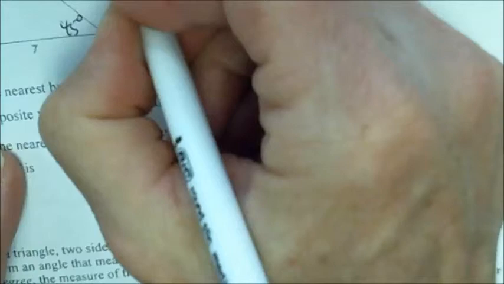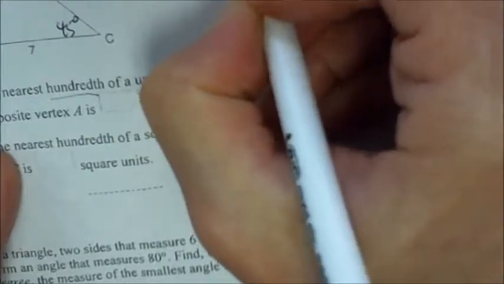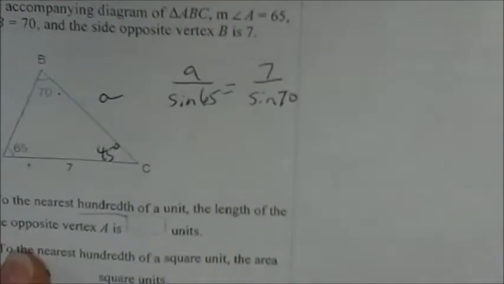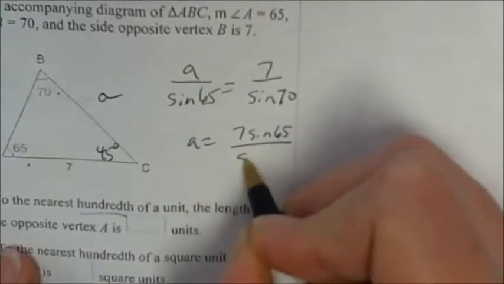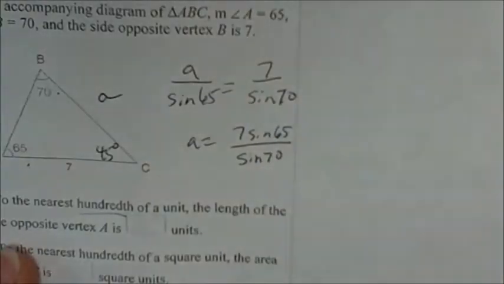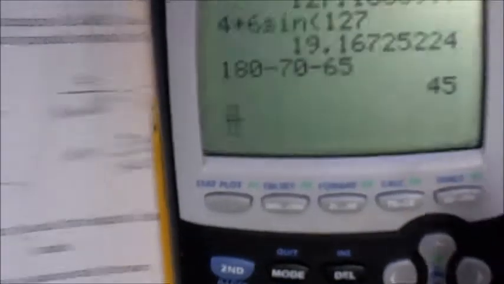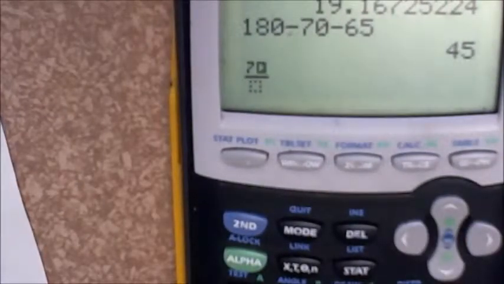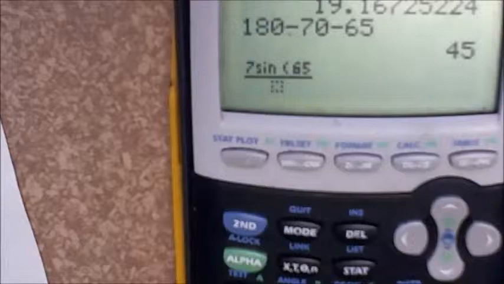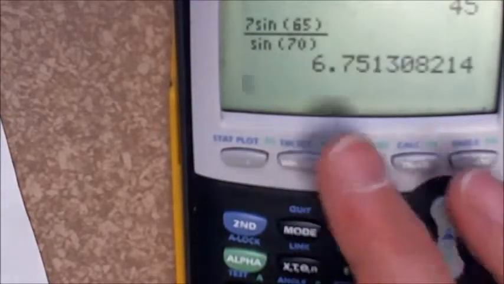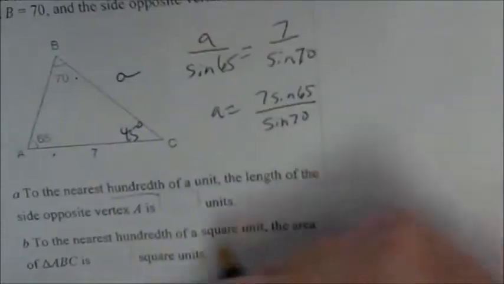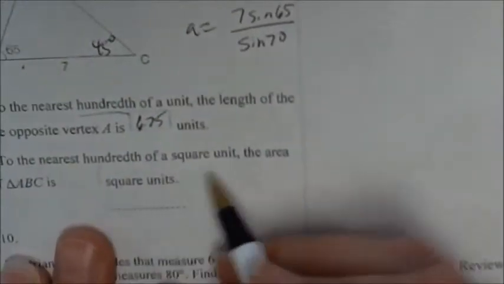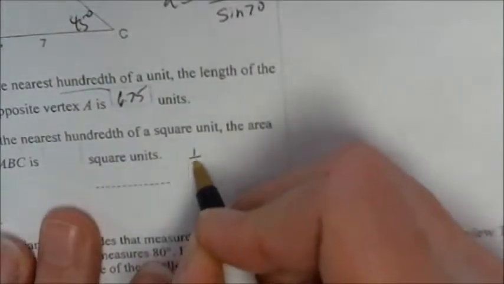So A over the sine of A is equal to B over the sine of B. That's the information we have there. So A is equal to 7 times the sine of 65 divided by the sine of 70. Don't forget to hit the sine button there. And we don't have to do an arc sine of that. It's just 7 times the sine of 65 over the sine of 70 degrees. So that's 6.75. They wanted to the nearest hundredth, which is 2 decimal places. So 6.75.